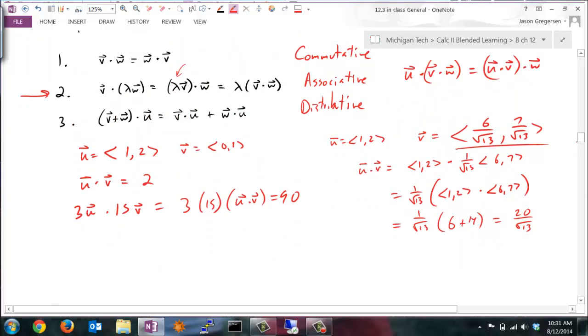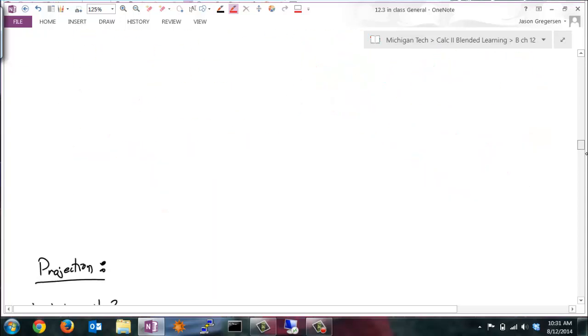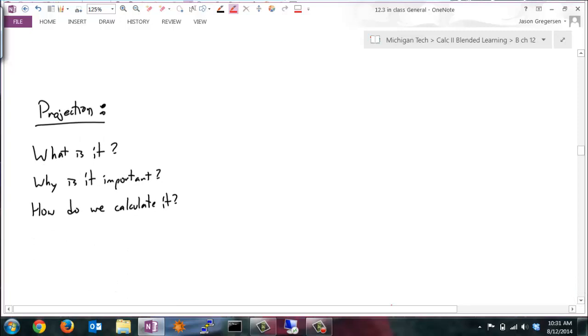All right, so now we're going to start using the dot product. First thing we're going to use it for is to find projections. Now the video talks about the equation of a plane, which is a very useful thing for Calc 3. We're not going to stress that so much in this course. The main applications we're going to look at are projections and work. So a projection. What is it? Why is it important? And how do we calculate it?